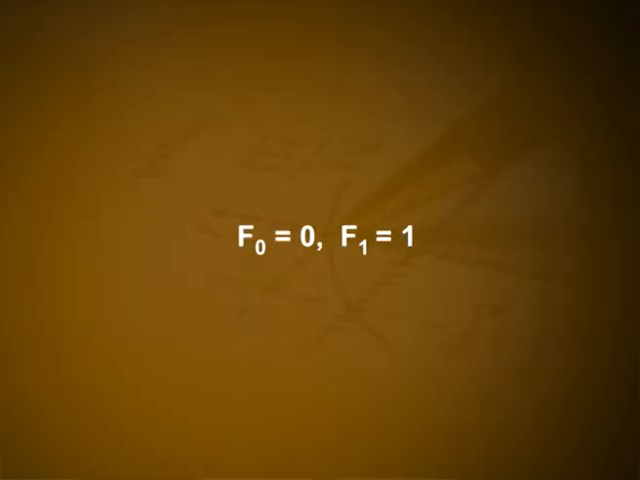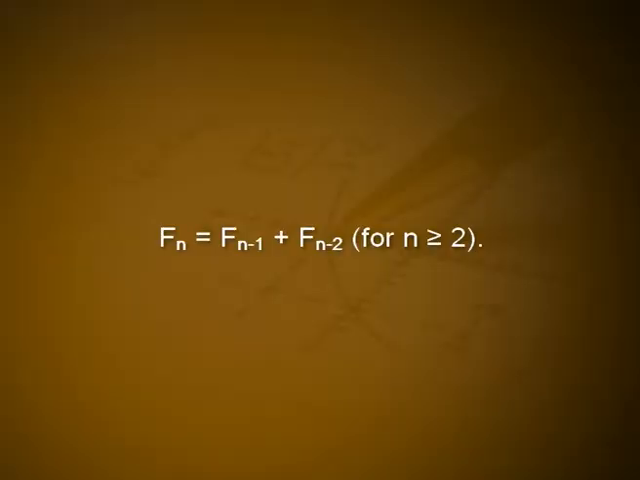For instance, the Fibonacci sequence 0, 1, 1, 2, 3, 5, 8, 13, etc. is defined as a sequence whose first two terms are f_0 = 0, f_1 = 1, and each subsequent term is the sum of the two previous ones, that is f_n = f_{n-1} + f_{n-2} for n >= 2.